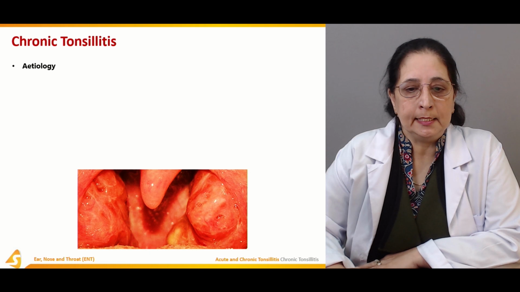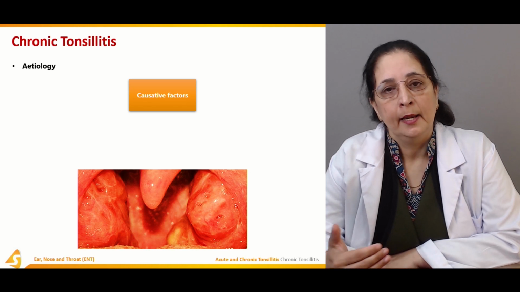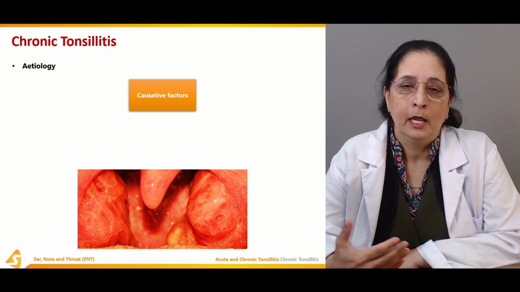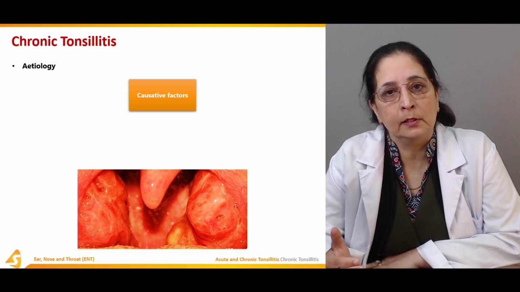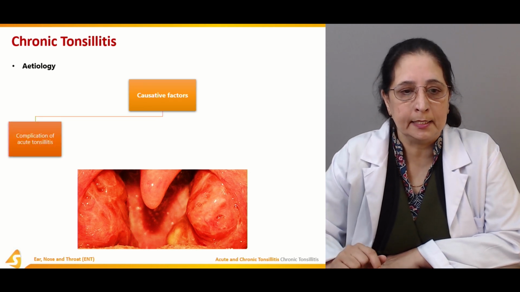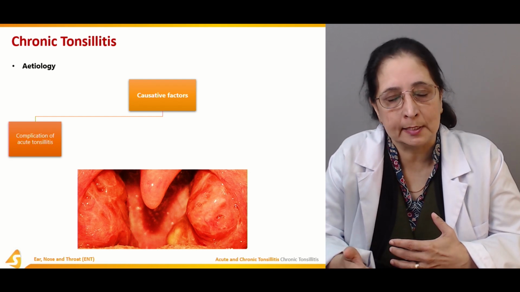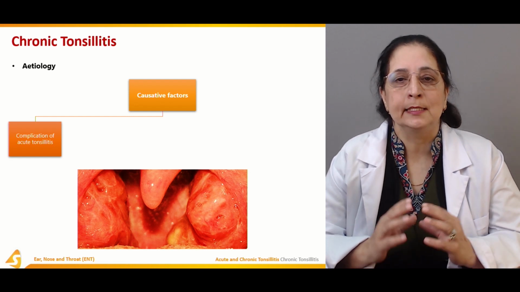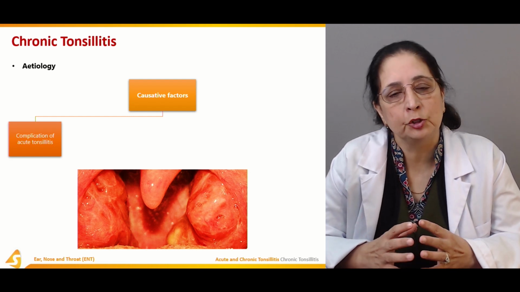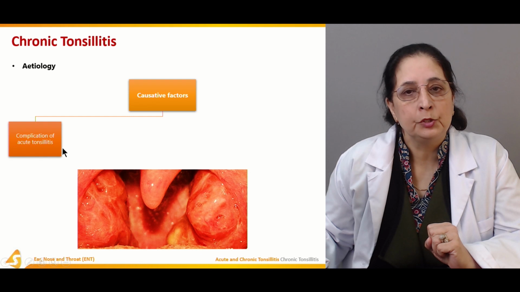So chronic tonsillitis is, as we know, an acute tonsillitis or acute condition that, if it's not treated properly or if it's recurrent or keeps on coming, becomes chronic, which is present for a long duration of time. So of the causative factors for chronic tonsillitis, one very important factor is as a complication of acute tonsillitis. If the acute tonsillitis is not getting better and becomes complicated, then we can have chronic tonsillitis. So one causative factor is a complication of acute tonsillitis.